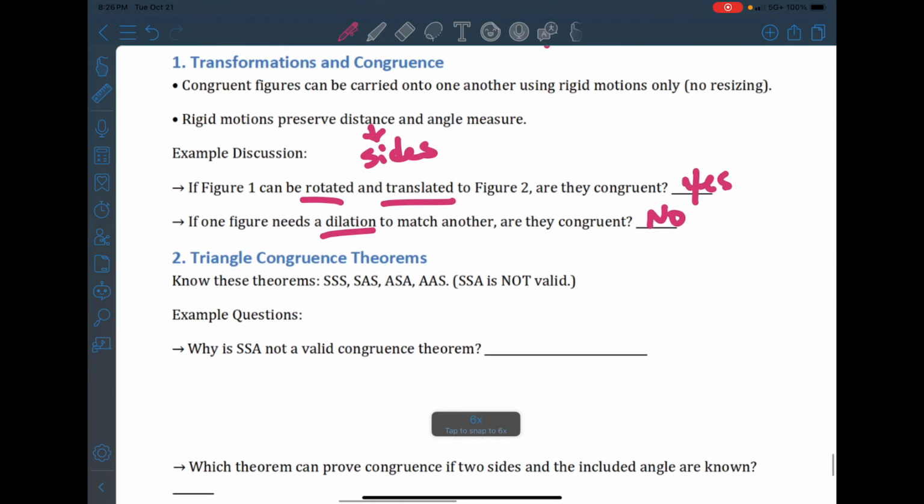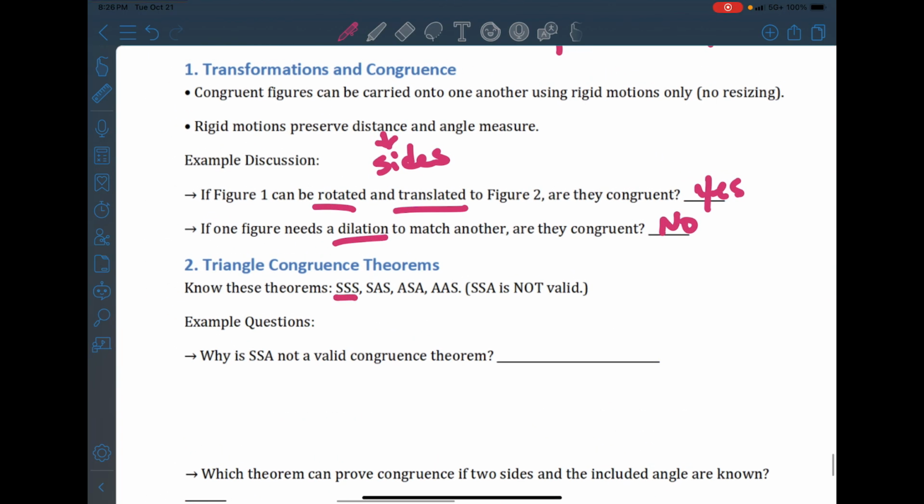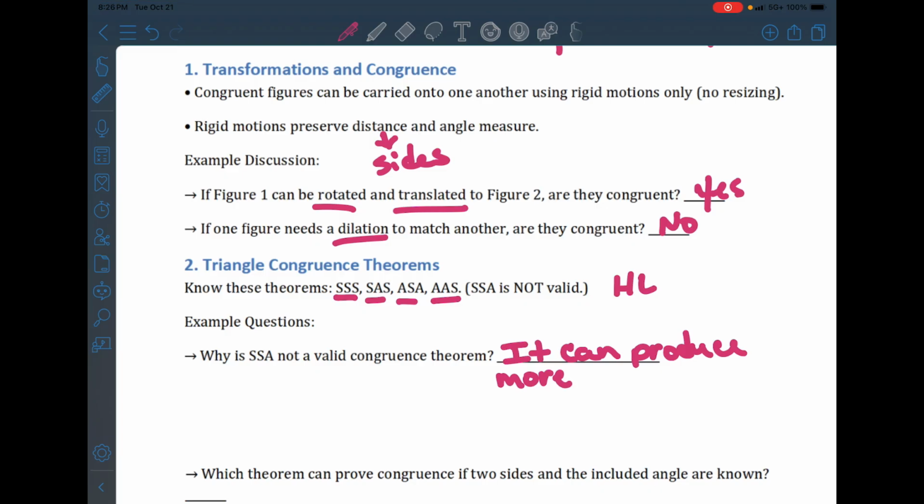You need to know these theorems: side, side, side; side, angle, side; angle, side, angle; angle, angle, side; and know that side, side, angle is not valid. I know that we talked about HL, hypotenuse leg, but that is actually not going to be on the test. Why would side, side, angle not be a valid congruence theorem? Because it can produce more than one triangle. If you remember the video I showed, it could produce two different triangles.